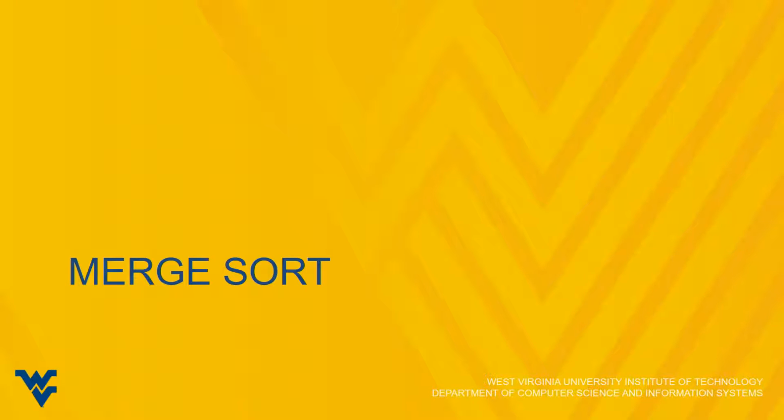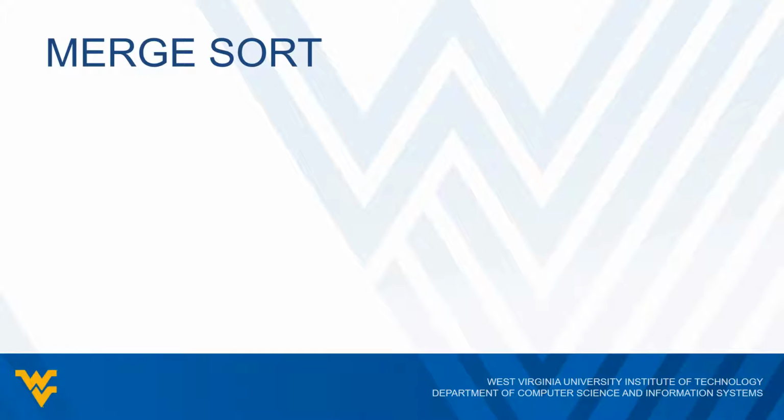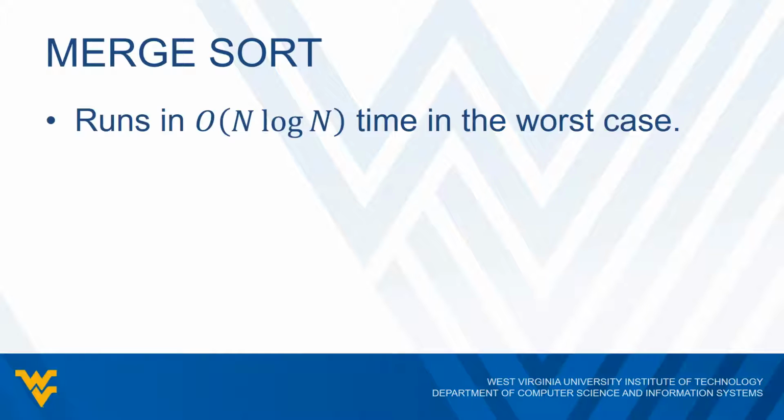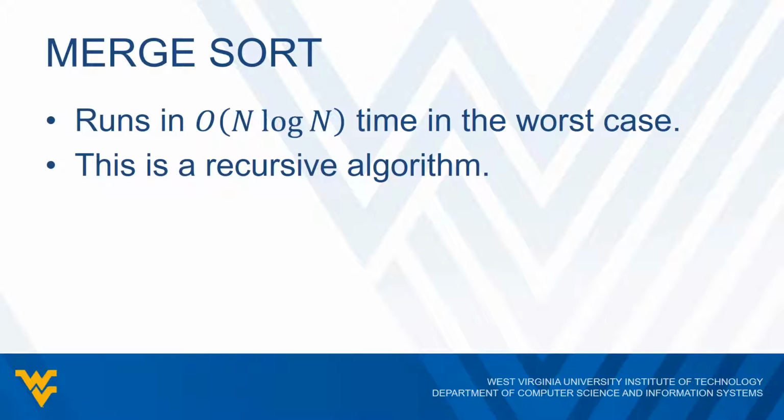The next sorting algorithm we're going to start discussing is called merge sort. The merge sort algorithm is the first one we're going to discuss that takes O of n log n time in the worst case. So this one's already better than any of the other sorting algorithms we've discussed up to this point. I should mention though that this is a recursive algorithm.